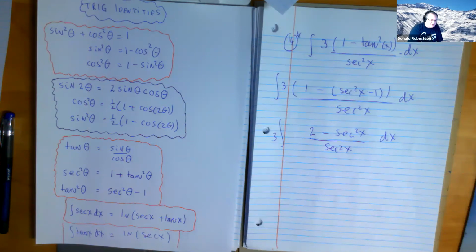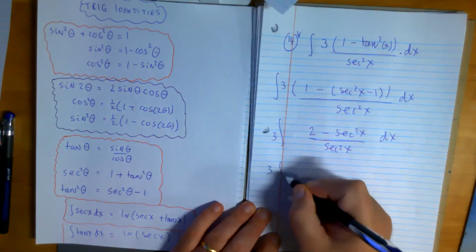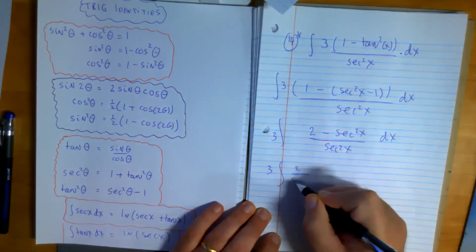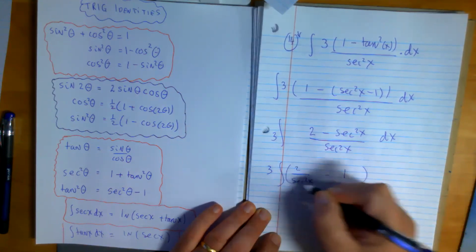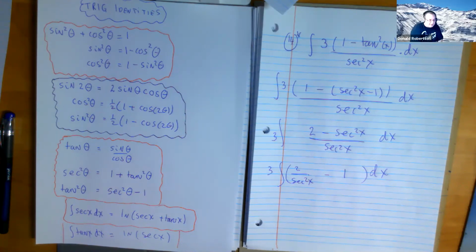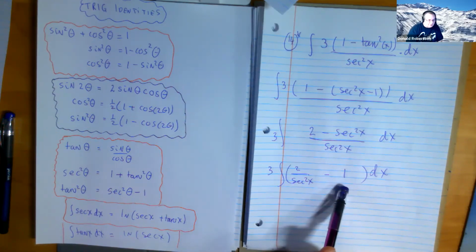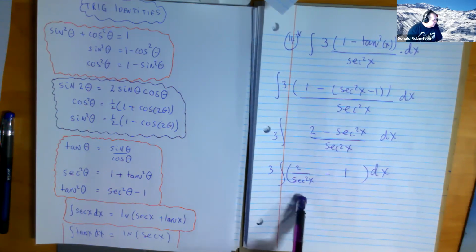Forget identities for a second and think something else. Oh, split them up, so it's 2 over secant squared x minus secant squared x over secant squared x, which is minus 1. Agreed? Now that's better. Well, it's really good for this guy. It's not so good for this guy, but we can work on this, right? We can work on this.